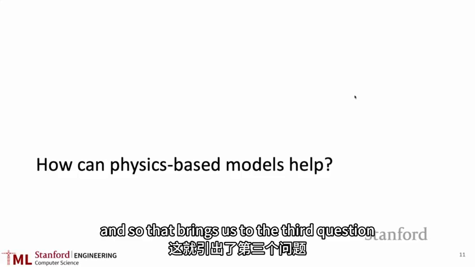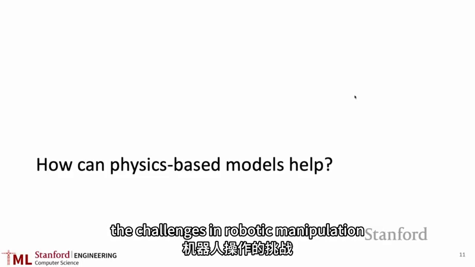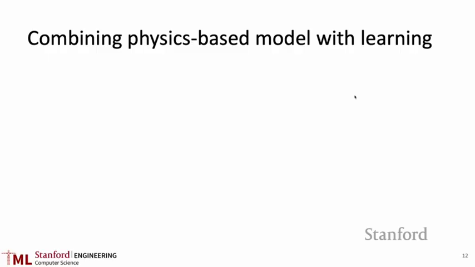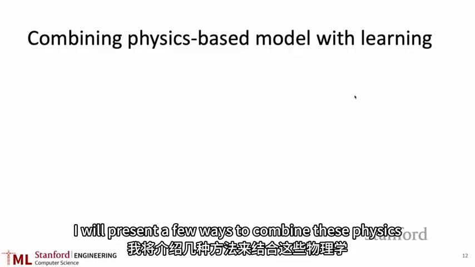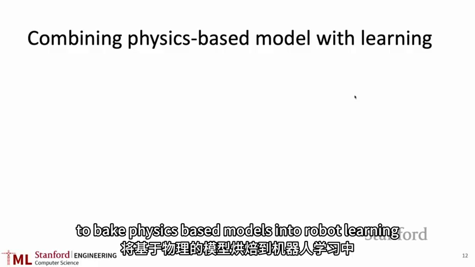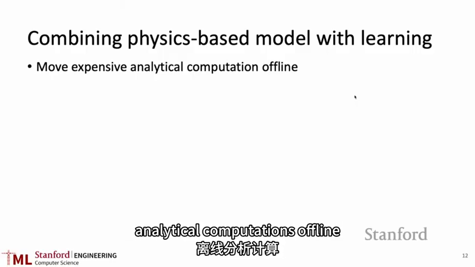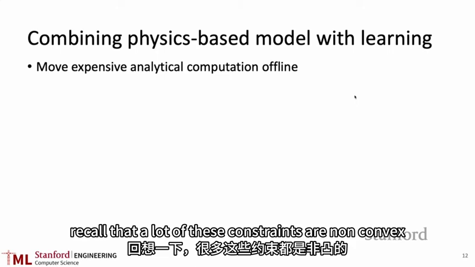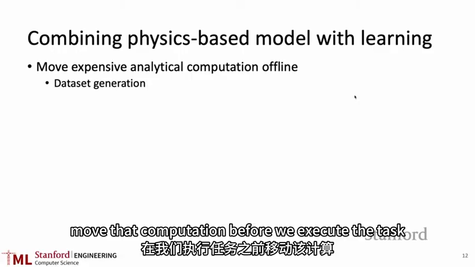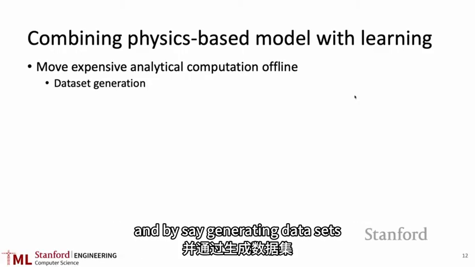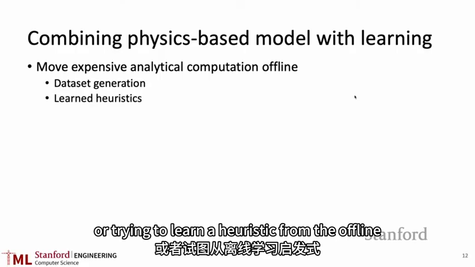And so that brings us to the third question. How can we leverage physics-based models to overcome the challenges in robotic manipulation? At a high level, I will present a few ways to bake physics-based models into robot learning. The first one is to move expensive analytical computations offline. Recall that a lot of these constraints are non-convex, so we can try to move that computation before we execute the task, by, say, generating data sets or trying to learn a heuristic from the offline generated data.